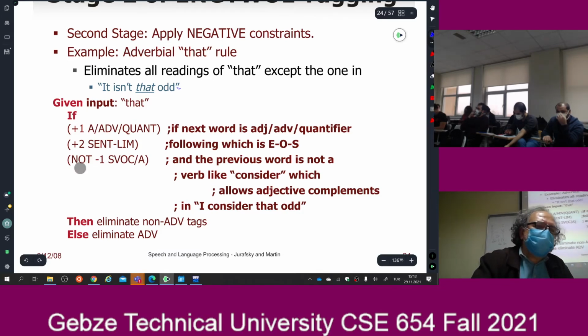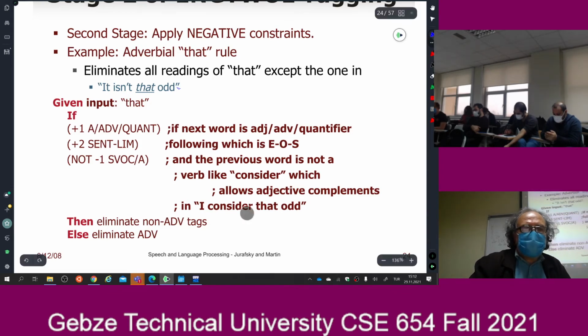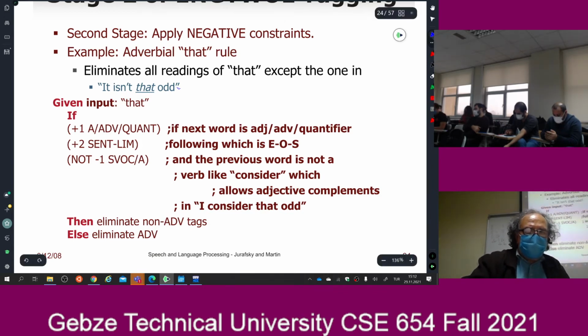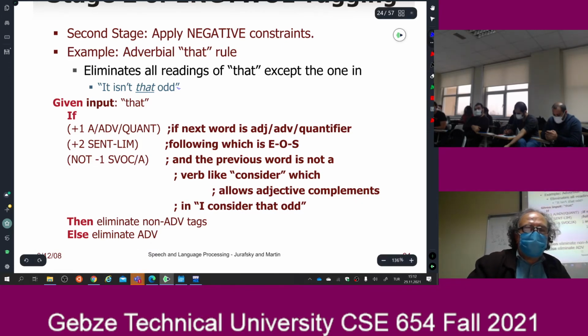And this is not, my previous word is not a subject, word, object. C is not a verb like consider, which allows adjective complements. And in that case, I consider that on. Okay, in that case, it is adverbial that. Then eliminate non-negative, non-adverbial tags and eliminate adverb. Sorry. Then eliminate all the others, otherwise eliminate adverb.